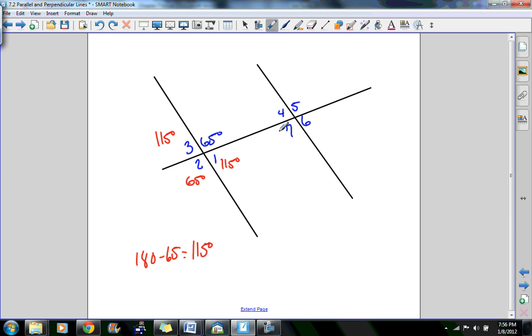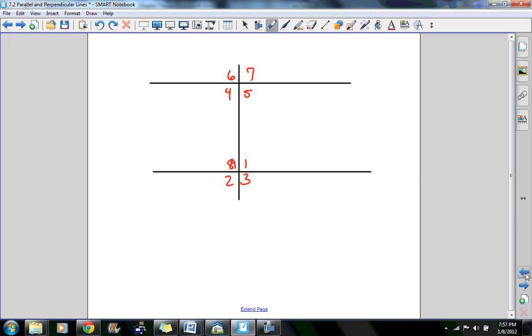And now we're going to use corresponding to tell us that this has to be 65, this has to be 115, this has to be 115, and this has to be 65. And they will all match up like that. So, I'm going to have you try your own now. So pause the video. This right here is an 89. It's hard to see. Let me rewrite it. 89 degrees. So pause.